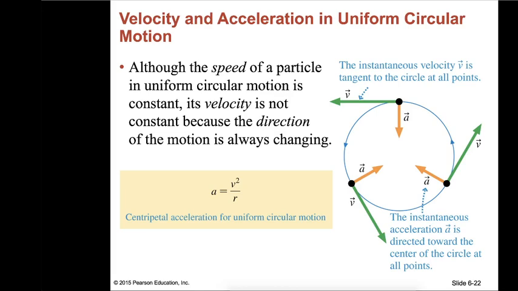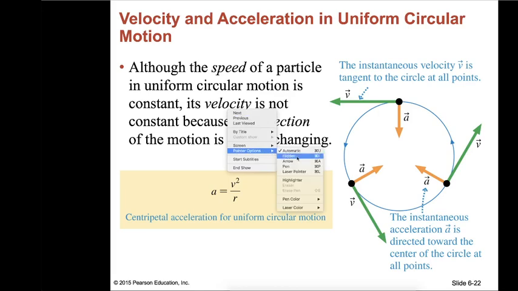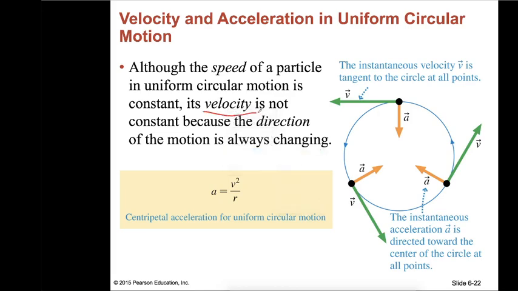Uniform circular motion is a specific circular motion in which the speed of your object is a constant. That's why it's called uniform circular motion, because the speed is uniform. So its velocity is not constant. Okay, so let me change the cursor into pen. So its velocity is not a constant.